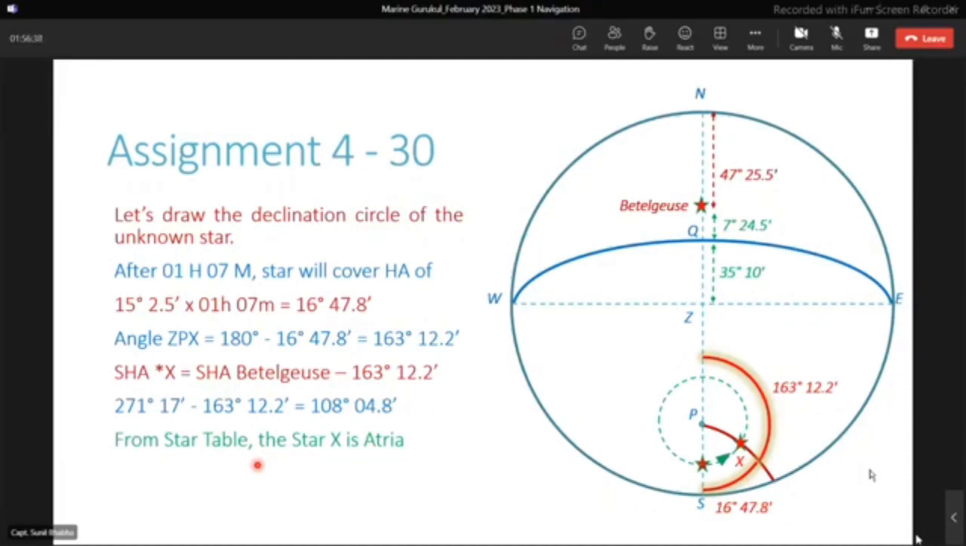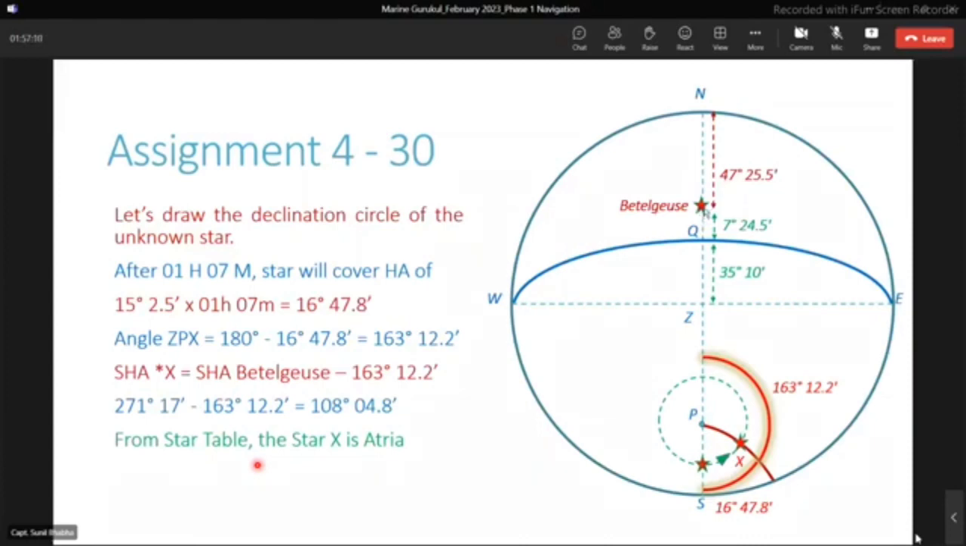So beta, have a good look at the diagram. Let me know your doubts. Can you explain the SHA of star X, please, sir, once more? Okay, beta. If you look at the diagram, is it clear to you that this unknown star is 163 degrees east of Betelgeuse? Yes, sir. That is right.